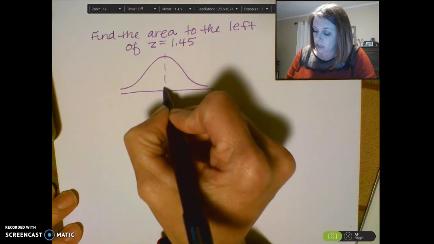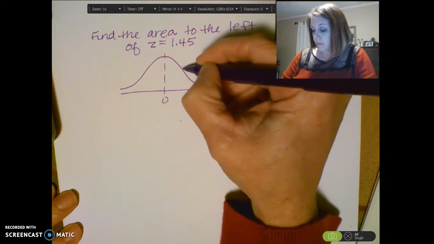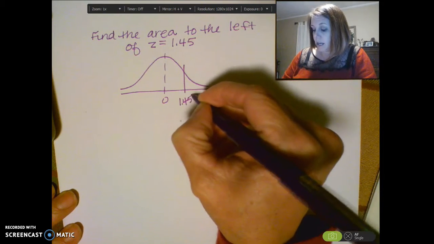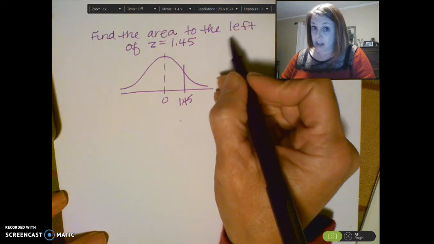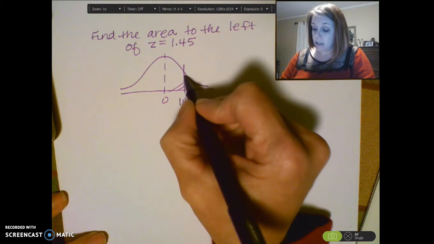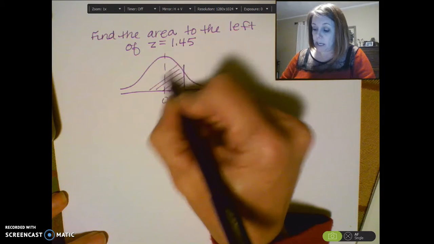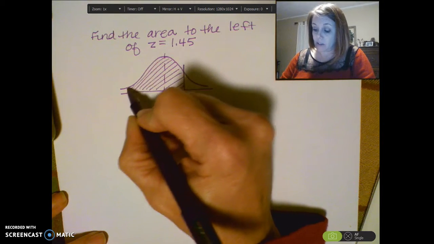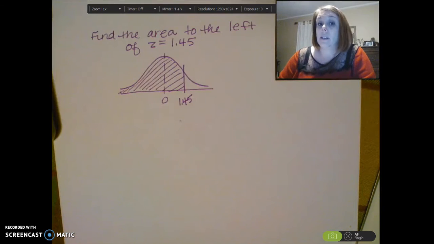There's our mean straight down the middle. 1.45 lies to the right of it. And now I want to shade to the left of that value, keeping in mind there is no lower limit. It doesn't say to shade between that value and 0. It says go to the left of it. So we continue to the left.